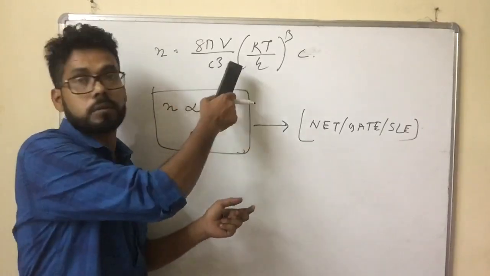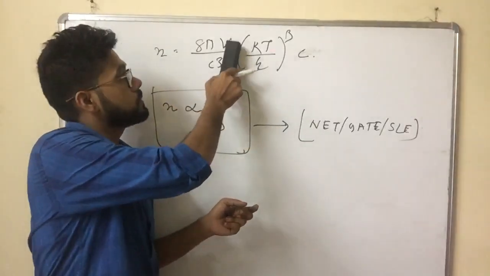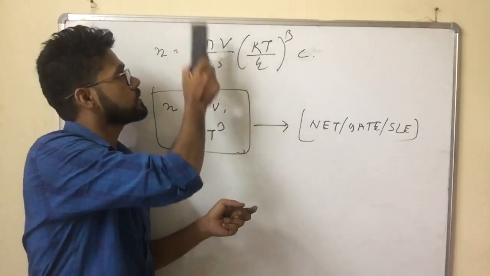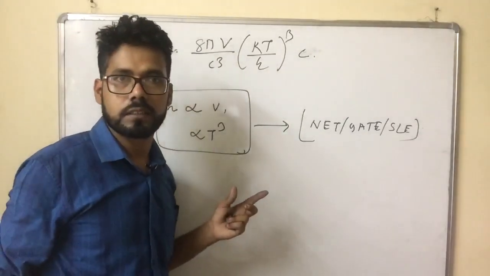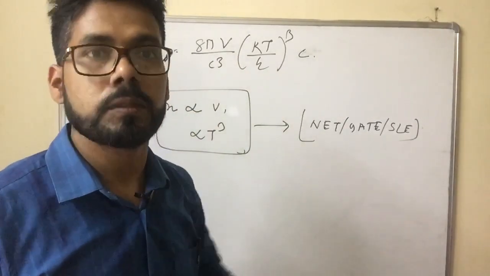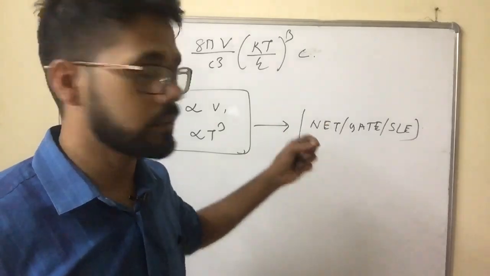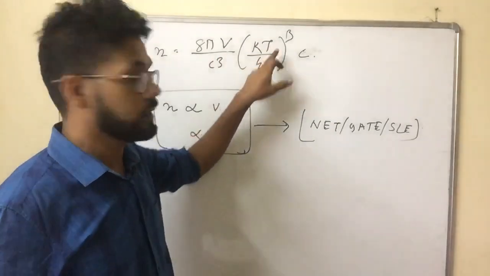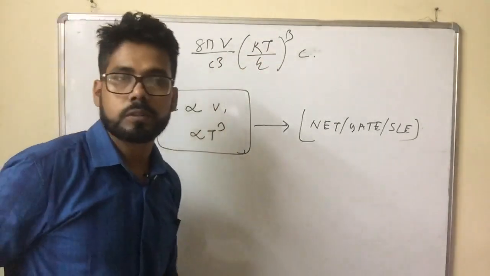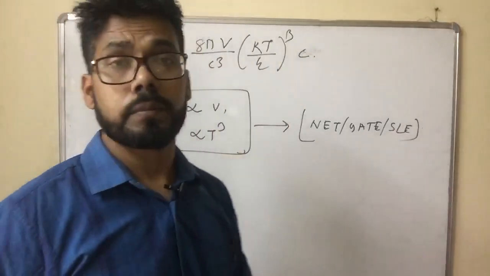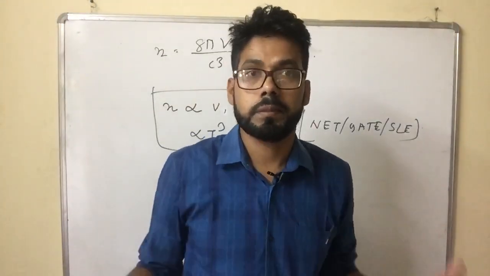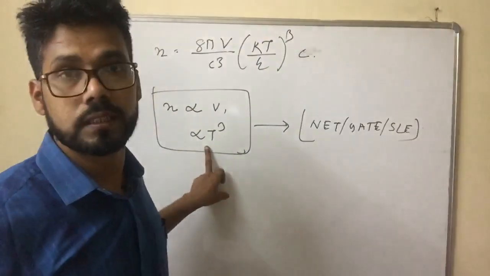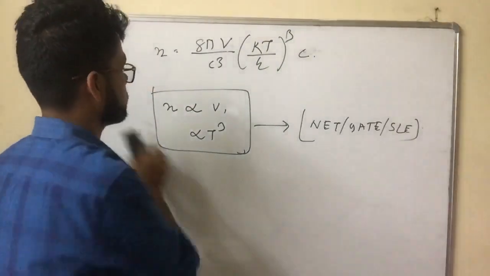No need to remember this formula. You just have to remember what the variables are. Variables are V and T. k constant, h constant, c constant, pi constant. These constants are not necessary. If you want to remember this formula, solve it and do the integral. You only have to remember the variables: proportional to temperature. So often the question is like that: if the temperature of the blackbody radiation is increased by 50%, by how much is the number of photons increased? So this is the formula: proportional to the cube of the temperature.